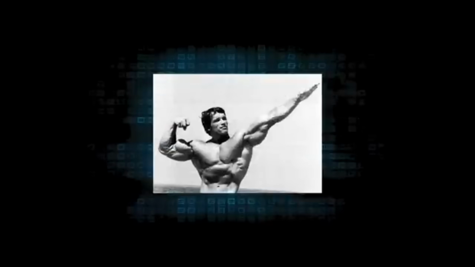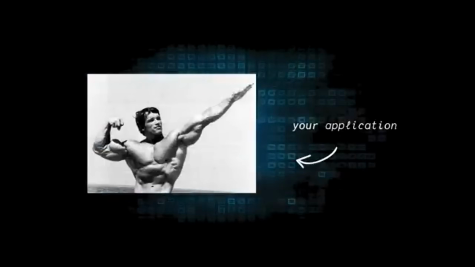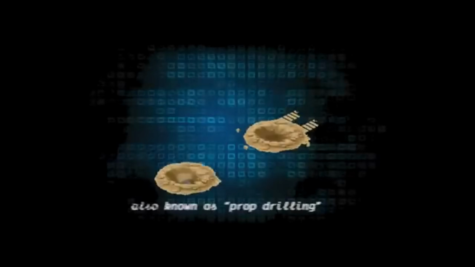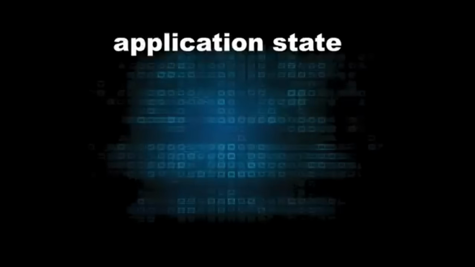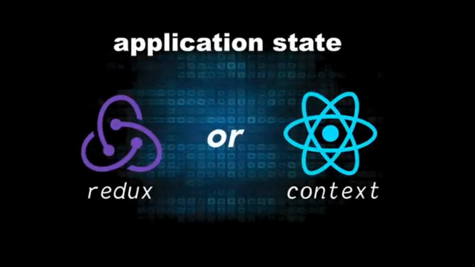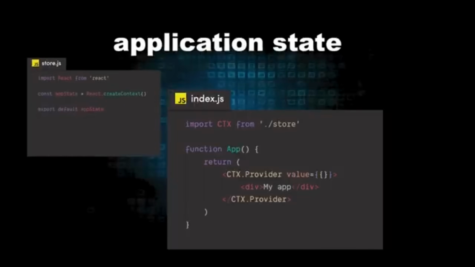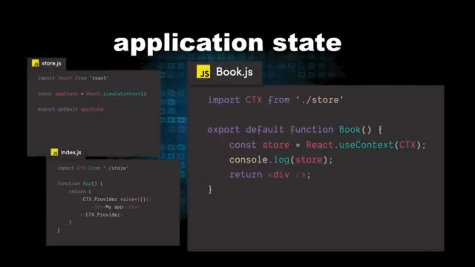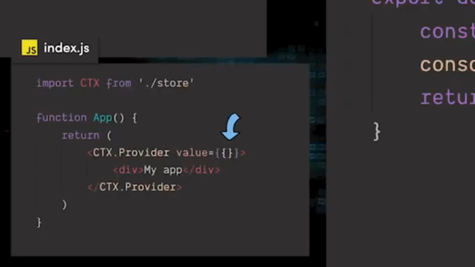So what about when your application gets really big, and you're passing state 5 components deep? In that case, you'd want to use application state. You can either use Redux or React context to achieve this. If you want to use context, all you have to do is create one, wrap your application in a provider, and access it with the useContext hook. Don't overthink it. It's just an object you can put anything in.